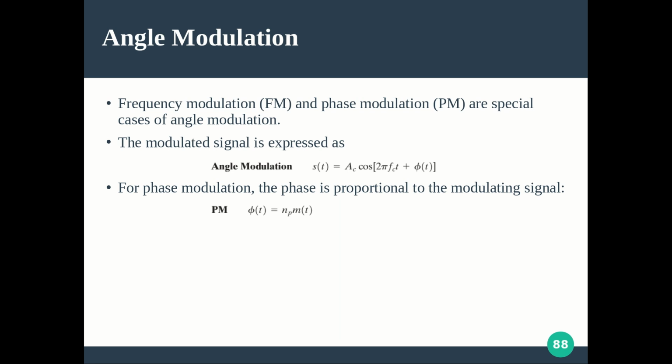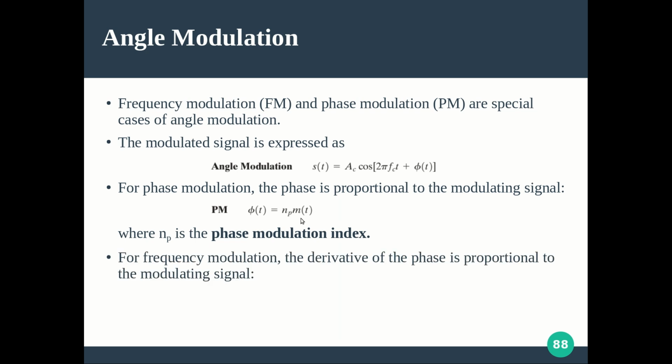In case of phase modulation, we get this phi of t parameter as something like NP into the original signal m of t, where NP is the phase modulation index. For frequency modulation, you have to take it differently. The derivative of the phase is proportional to the modulating signal. In phase modulation, just as we expected, the actual phase of the modulated signal is proportional to the amplitude of the modulating signal. But in frequency modulation, the derivative of the phase of the modulated signal is proportional to the amplitude of the modulating signal.